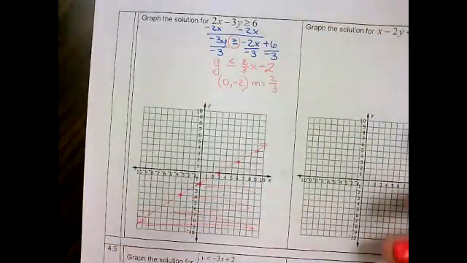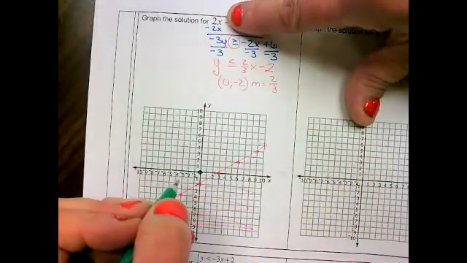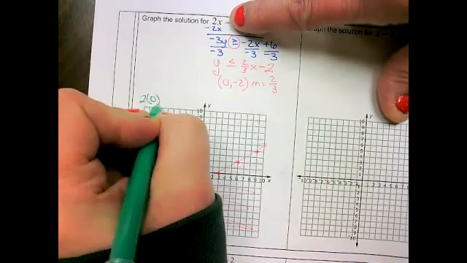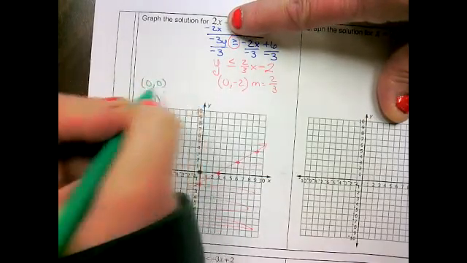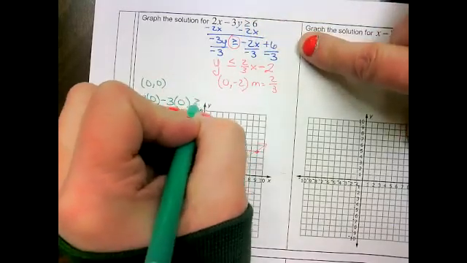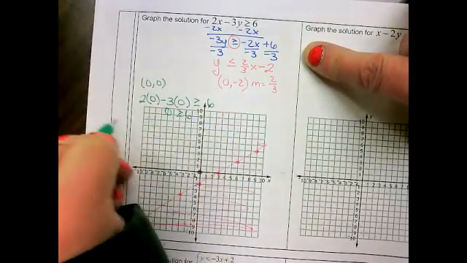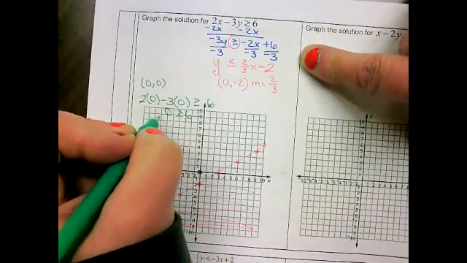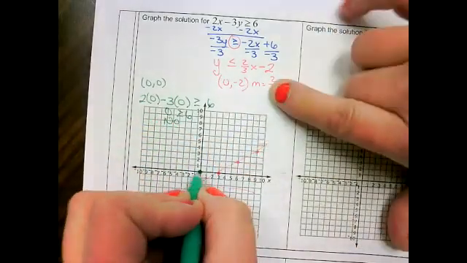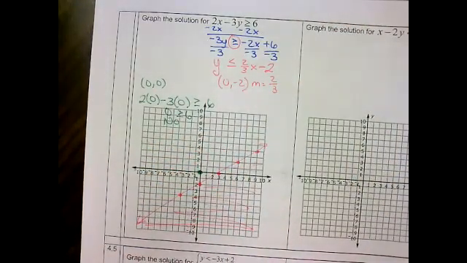Okay, so now I'm going to plug in my old favorite point, 0, 0, into the original equation. So anywhere I see an x, I'm going to plug in 0, and anywhere I see a y, I'm going to plug in 0. 2 times 0 minus 3 times 0 is greater than or equal to 6. So there I get 0 is greater than or equal to 6. Is that true? No, that is false. 0, 0 in this case is in the false area. It's not shaded, so I know that my graph is correct.